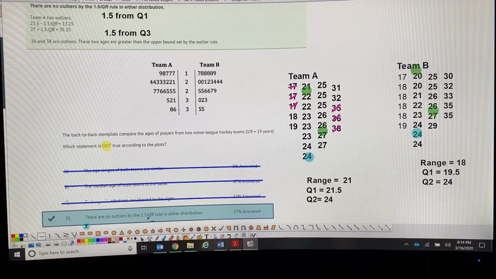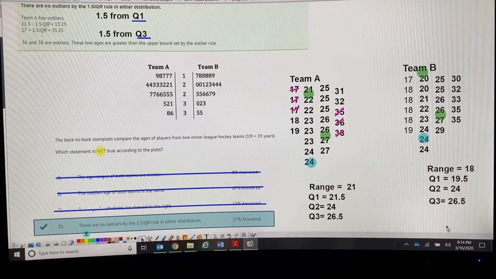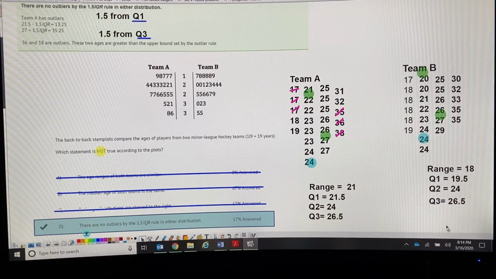For those that aren't aware of the 1.5 IQR rule, it refers to the outliers being 1.5 IQRs from quartile 1 and 1.5 IQRs from quartile 3. In order to determine that, you need to have all of your 5 data points.